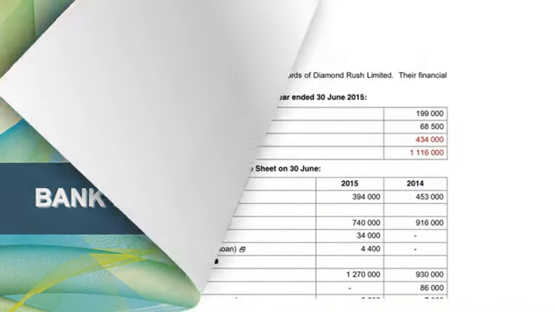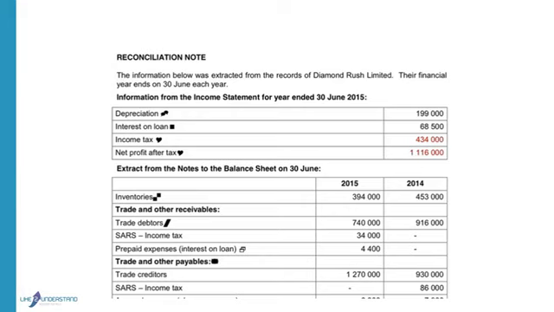Good morning. We will pay attention to the reconciliation note. To complete this note, we need information about the profit before tax. If we look at the information in the income statement, the profit before tax is not given, but the income tax is given and the profit after tax. So if we add these two figures together, it will give me the profit before tax.